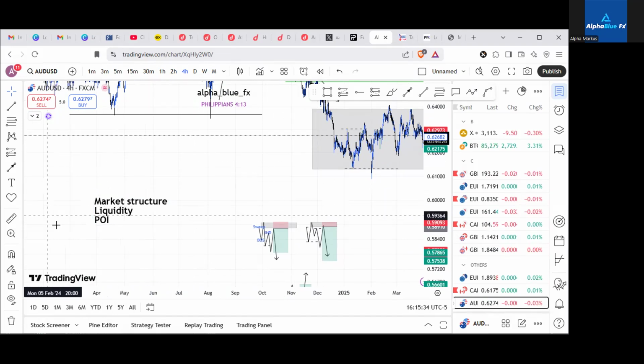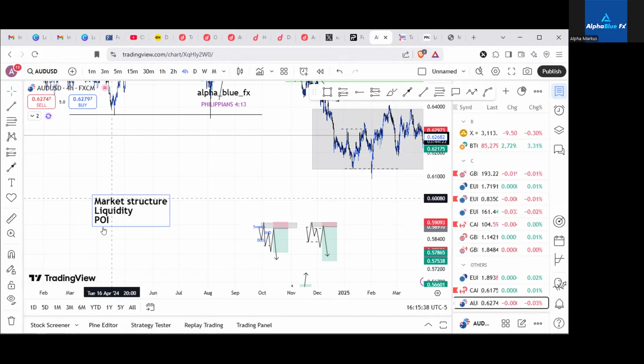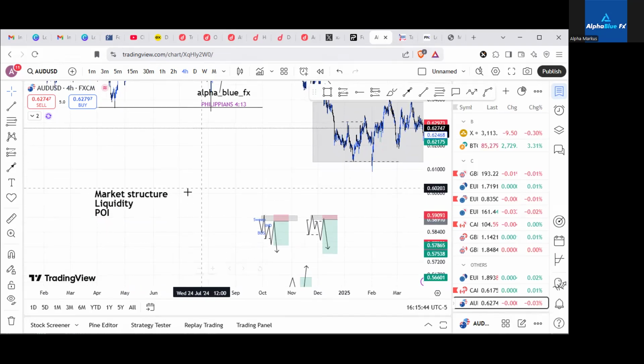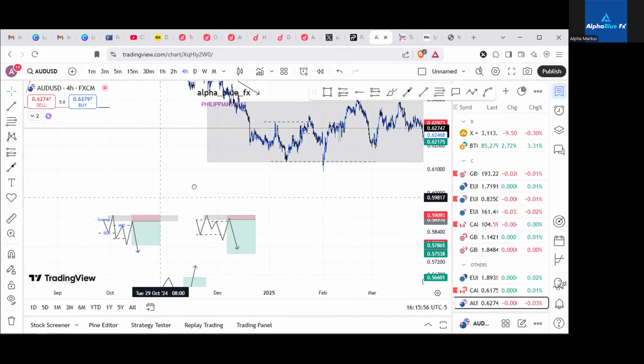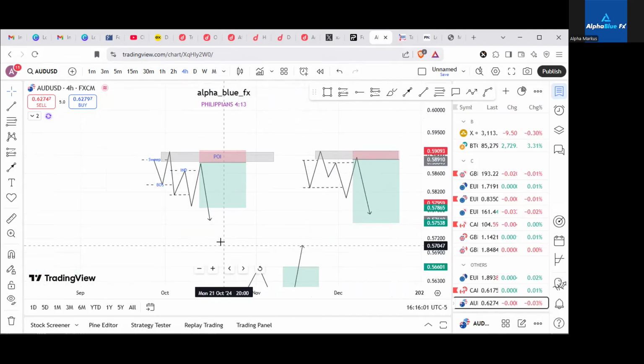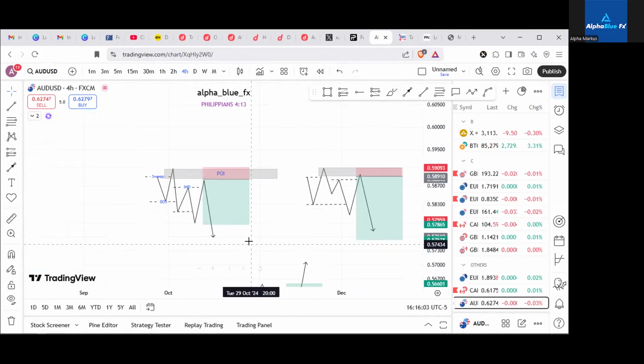So I will make a detailed video of each of these single things: market structure, liquidity, point of interest. I'll do that. But for the purpose of this video, assuming you have a very good understanding of market structure, liquidity concepts, and POI, let's dive into this strategy, right? Let's delve into this so that you get to see it.